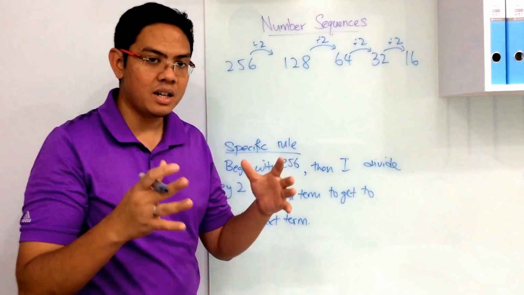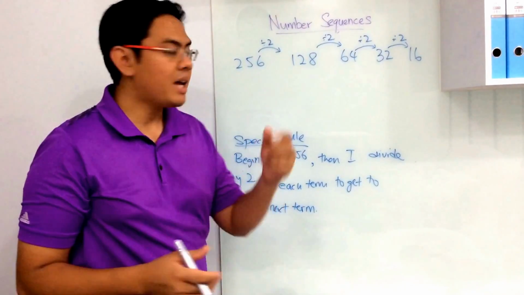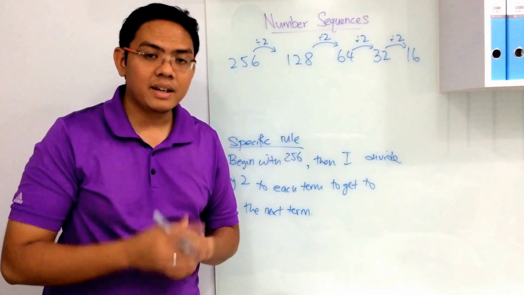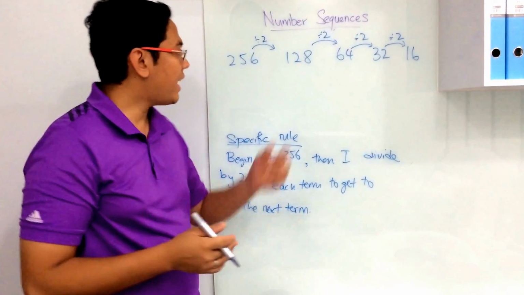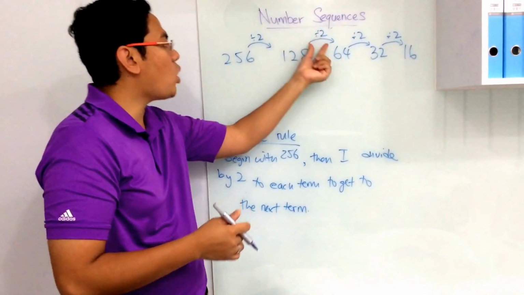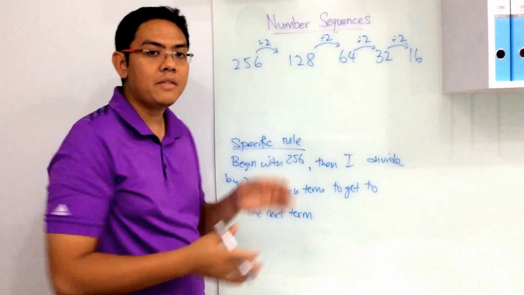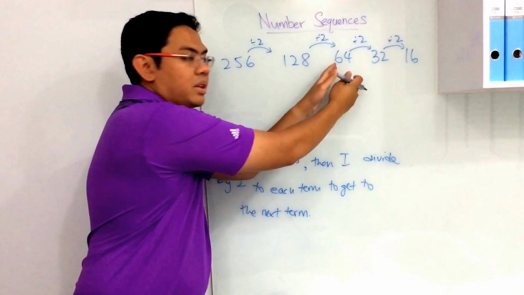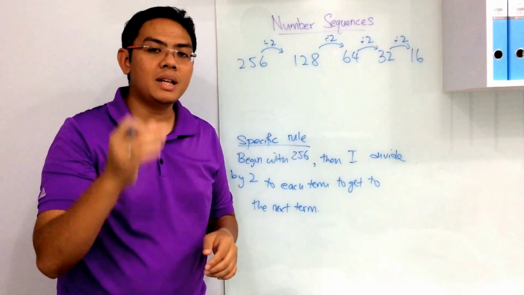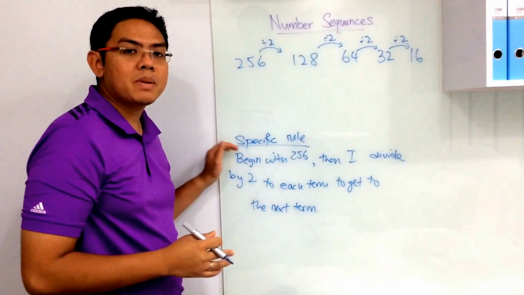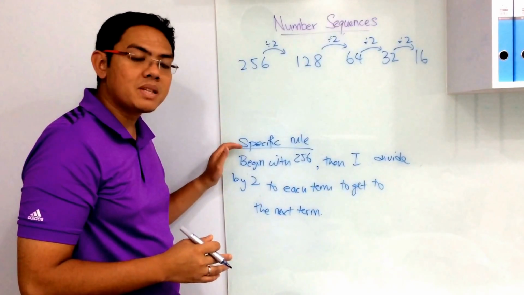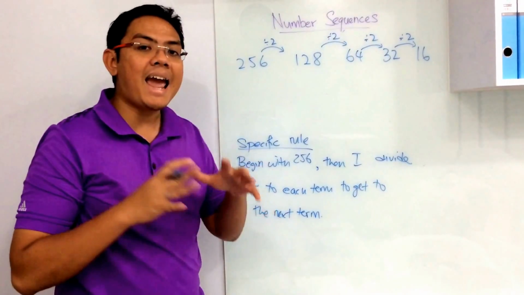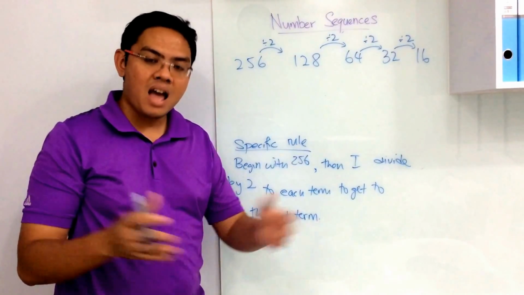As a recap, firstly, identify how many terms are in the number sequence. Step number 2, identify the constant for getting from the first term to the second term to the third term. And most importantly, number 3, come up with a specific rule. This specific rule will guide you so that you can eradicate any careless mistakes. Happy learning.